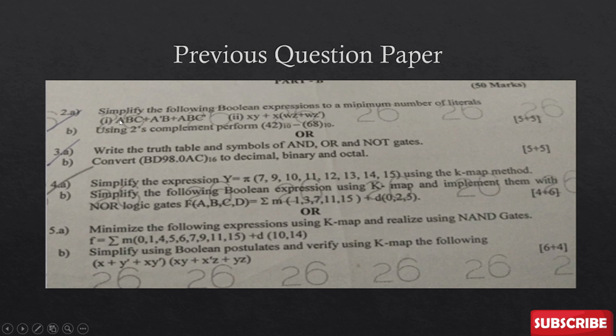And again, this is for the two-mark questions from the first unit. So here again, you just got problems: Boolean expressions, a problem from Boolean expression and two's complement, perform this operation and write truth table. This is a theory part, write a truth table of symbols of AND, OR and NOT gates. This is the basic and the easiest question I have ever seen. So this is for 5 marks. And again, convert BD98.0AC (base 16) to decimal, binary and octal. So this is a hexadecimal. You need to convert into decimal, binary and octal.